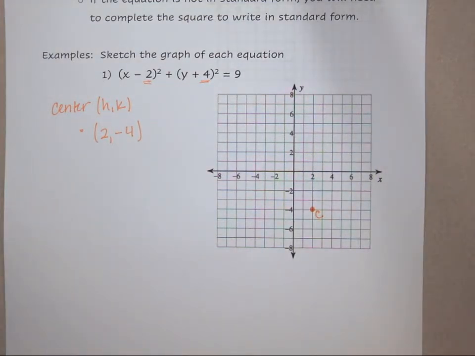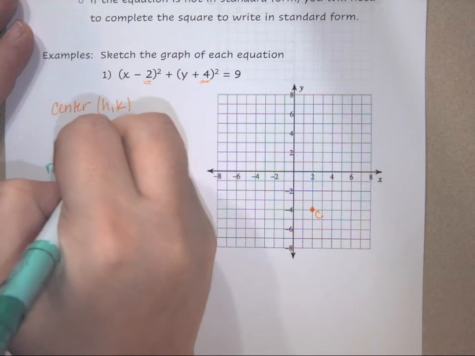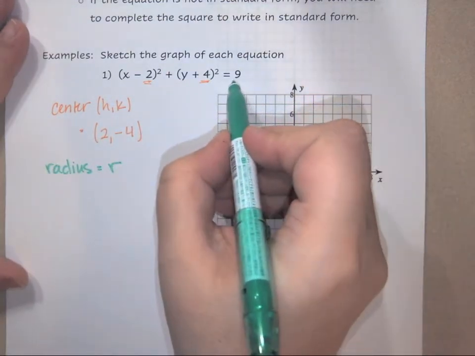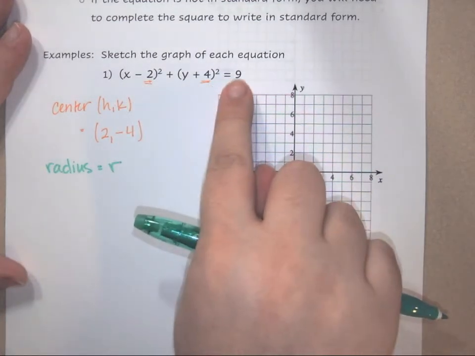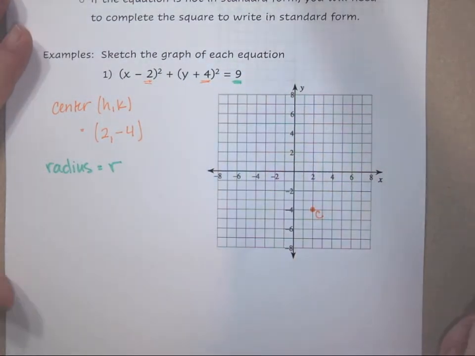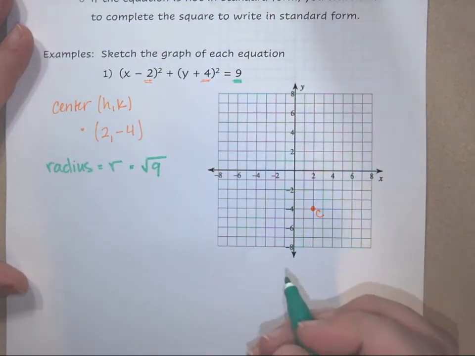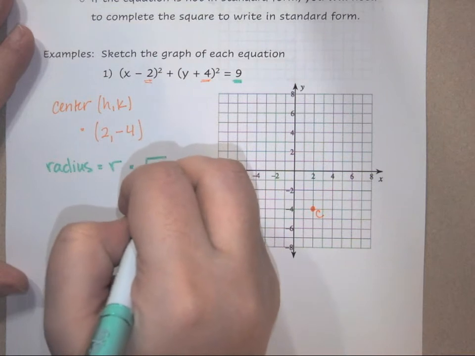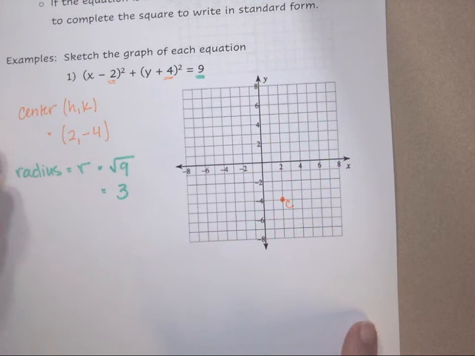Now the other piece that we have to pull out of your equation is the radius. That is always going to be the value over here, but remember when we're talking about the equation of a circle, this value is actually squared. So my radius is going to be the square root of 9, which in this case happens to be 3. Now what we're going to do to graph is very simple.